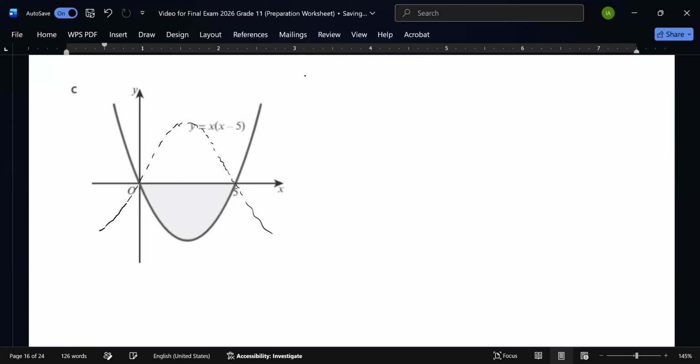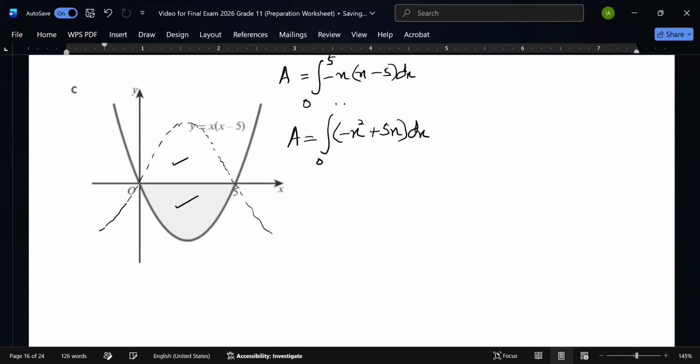It's very simple. Whatever equation you have, you multiply the equation by a minus sign and then integrate over the limits. And the limits are 0 and 5. This will give you the area of the shaded region, which is equal to the required region. So let's open the bracket with the minus sign. It's going to be minus x squared plus 5x dx, and the limits are 0 and 5.